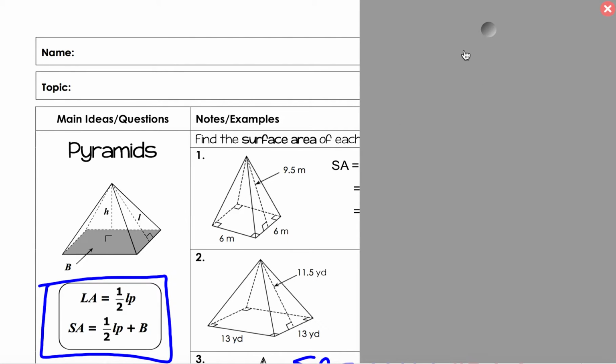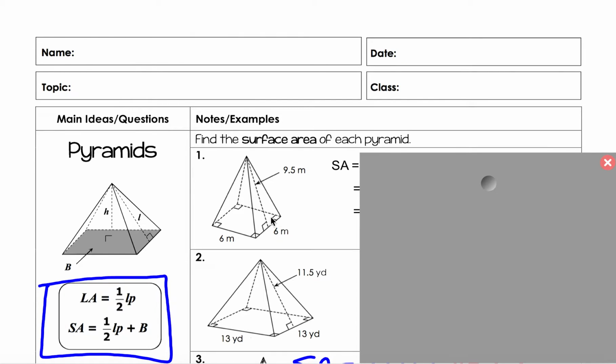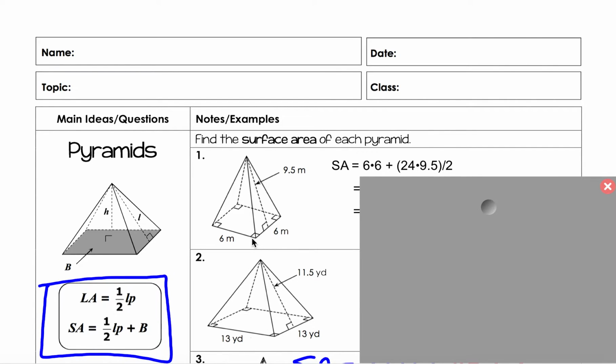So if we look at number 1, it's the first one we're going to go over. I'm looking at this base. To find the area of this base, I'm going to be doing 6 times 6. And to find my lateral area, I would be doing 24 times 9.5 divided by 2. The reason is because the perimeter of this base is 24, and then the slant height of the pyramid is 9.5. So I did 24 times 9.5 and divided it by 2 because they are all triangular sides.